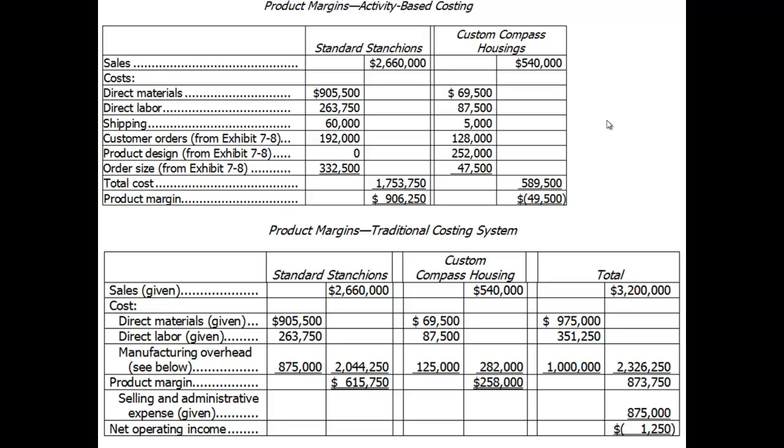Remember, ABC is used for internal reporting purposes only. It is not used for external reporting. We're going to use one of the traditional costing systems, one of the absorption costing systems, if we're going to be doing external reporting. It's okay that these numbers are different because we're going to be looking at them in different ways. That concludes our talk about activity-based costing.